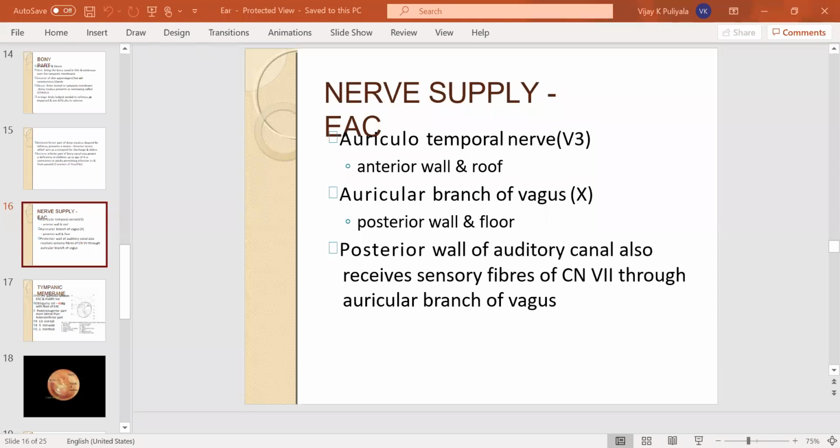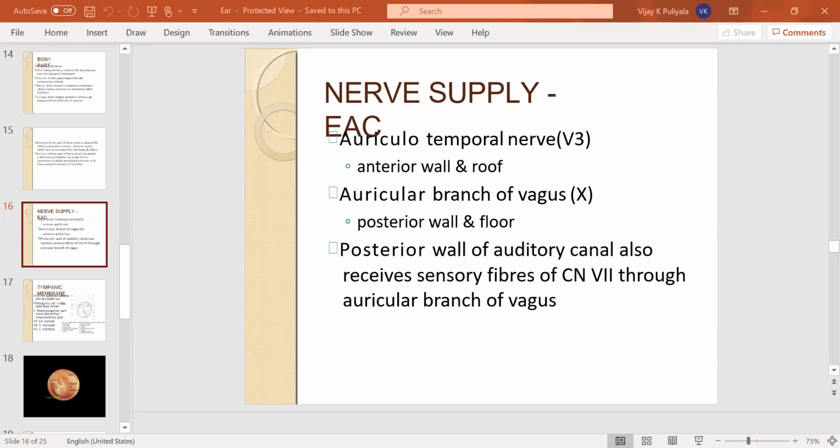Here you can see this fibroelastic cartilage is folded inwards. The cartilaginous part is folded upon itself in such a way that it forms the whole of the medial wall, the roof, and a part of the lateral wall. The rest of the lateral wall is filled by the fibrous membrane.